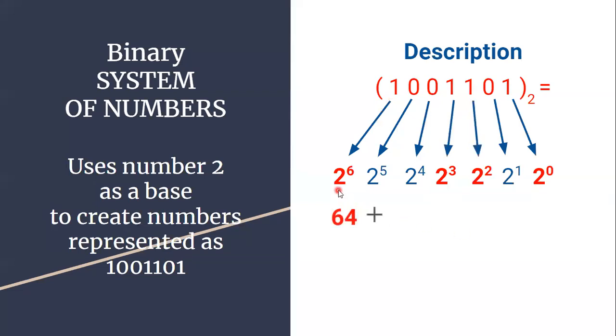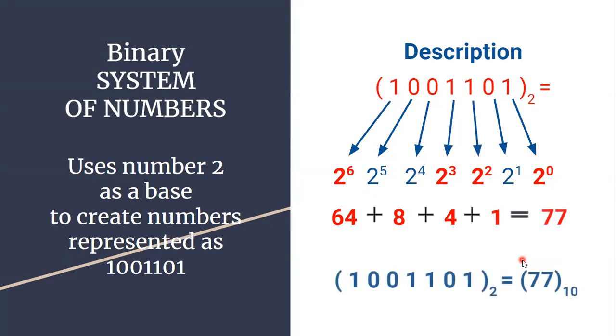So I use the powers: 2 to the power of 6, which gives me 64. 2 to the power of 3, or 2 cubed, is 8. 2 squared is 4, plus 2 to the power of 0, which is 1. So I get 77. And this now is the representation of the binary number as a decimal number.